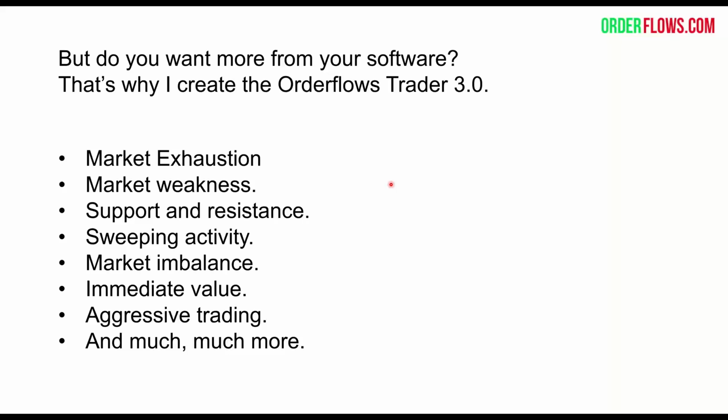And so we can see where market exhaustion exists, where market weakness is, support and resistance based on what's trading right now, not based on pivot levels or trend lines. No, it's based on the actual volumes that are going through. Sweeping activity, which I just showed you. Market imbalance. I talked about imbalances, but I'm going to show you something else with imbalances, which is amazing. Show you value, right? The value areas in a bar, where the aggressive trading is coming in and much more.